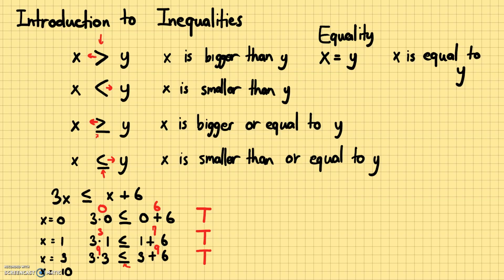Okay, and lastly, I'll have 3 times 10 on the left side is less than or equal to 10 plus 6 on the right side. On the left side, I'm going to have 30. 3 times 10 is 30. Right side is 16. Is 30 less than or equal to 16? Well, 30 is not less than 16, and it's also not equal to 16. So the last one here would be false.